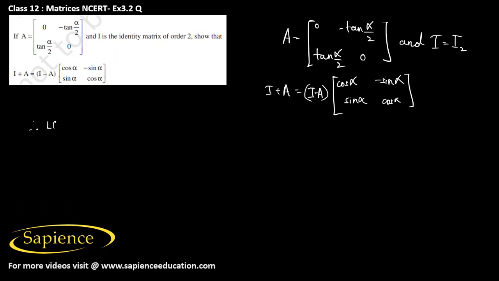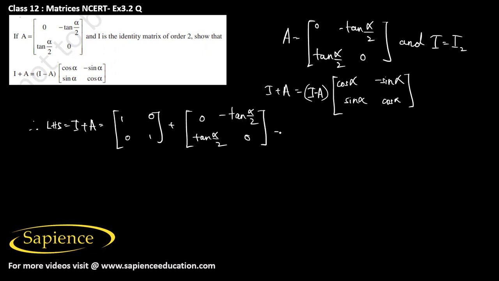So therefore, the left hand side, which equals I plus A, will be equal to I, which is [1, 0; 0, 1], plus A, which is [0, minus tan alpha by 2; tan alpha by 2, 0]. So if we add them, then we will get [1, minus tan alpha by 2; tan alpha by 2, 1]. Now, the right hand side will be equal to I minus A into [cos alpha, minus sin alpha; sin alpha, cos alpha].